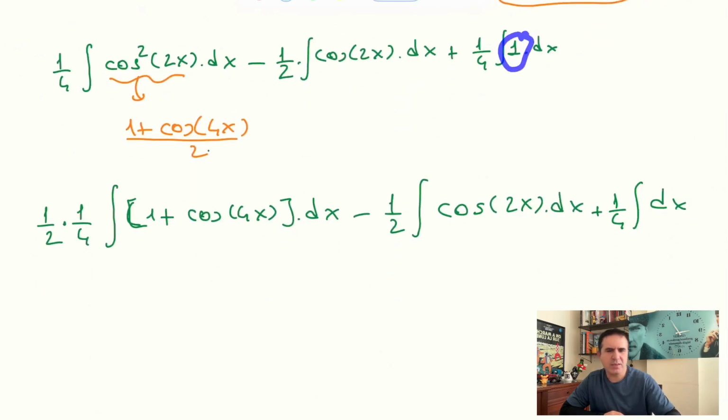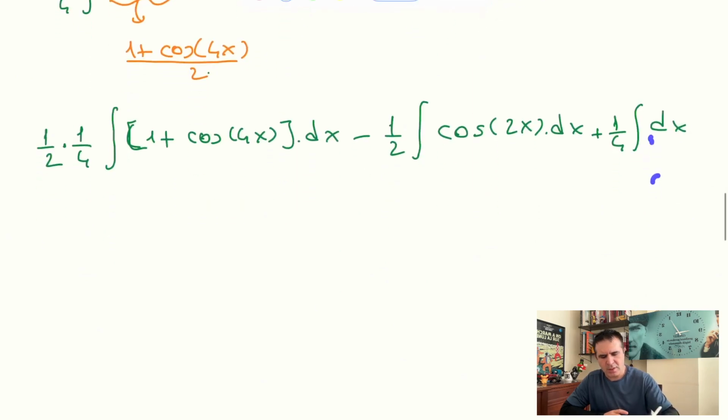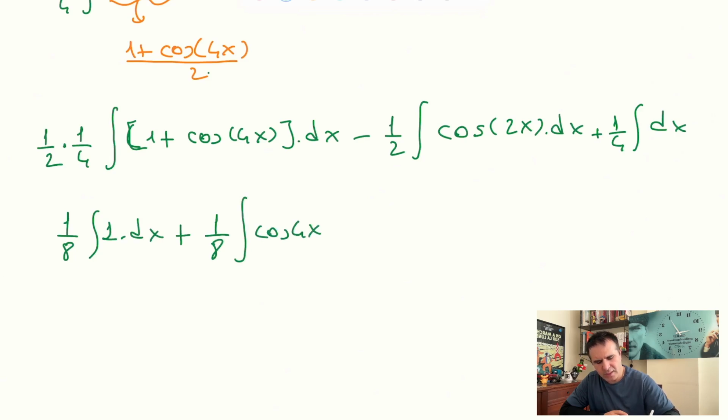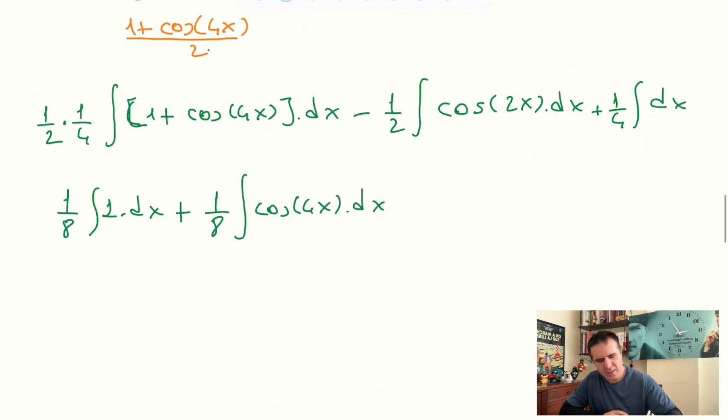We don't need to write 1 here. Okay, the integral becomes 1 over 8, since 1 over 2 times 1 over 4 is 1 over 8. And this part will be 1 dx plus 1 over 8 integral of cosine 4x dx, minus integral of 1 over 2 times cosine 2x dx, plus 1 over 4 integral of dx.